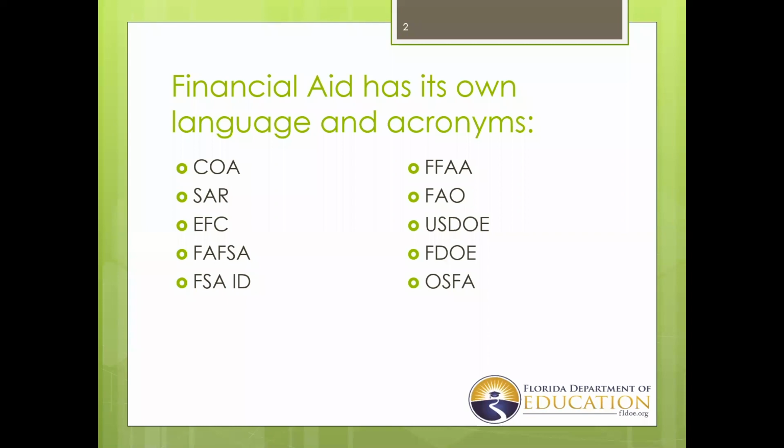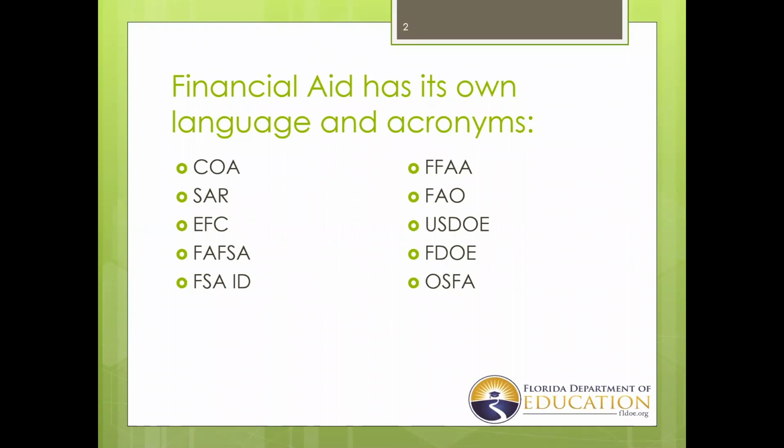The FFAA is the Florida Financial Aid Application, which is the Florida State application that is used for Florida State grants and merit scholarships. And FAO is a financial aid officer. USDOE is U.S. Department of Education. FDOE is Florida Department of Education, and OSFA stands for Office of Student Financial Aid.